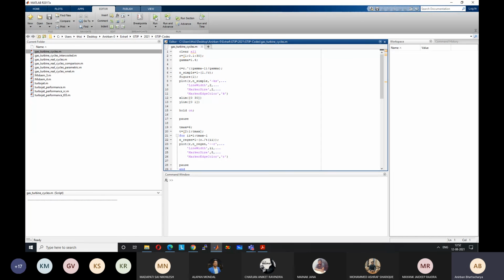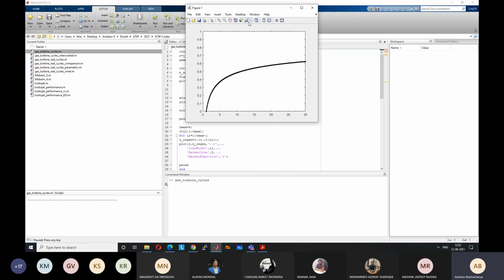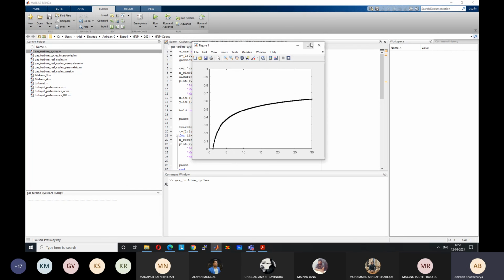Actually, I have plotted here all the different cycles. At this point, we have not studied all the cycles, so you can ignore the other cases.